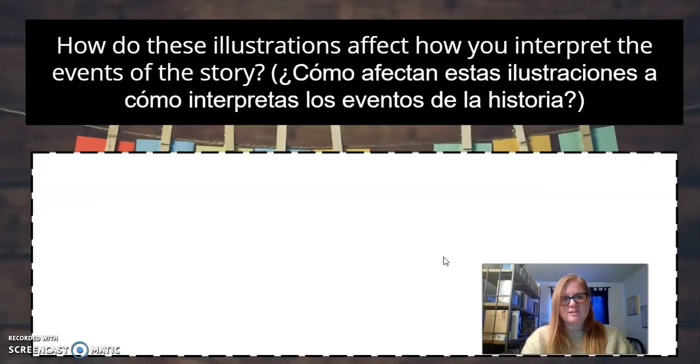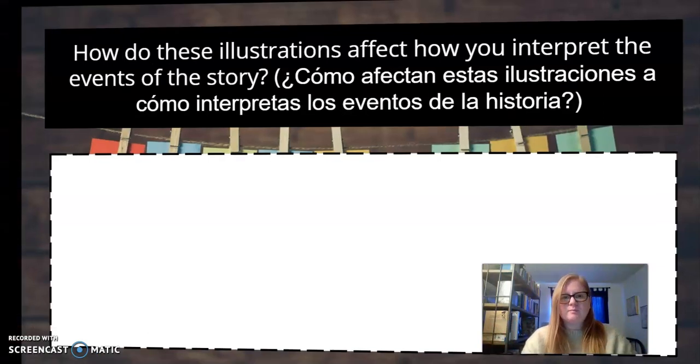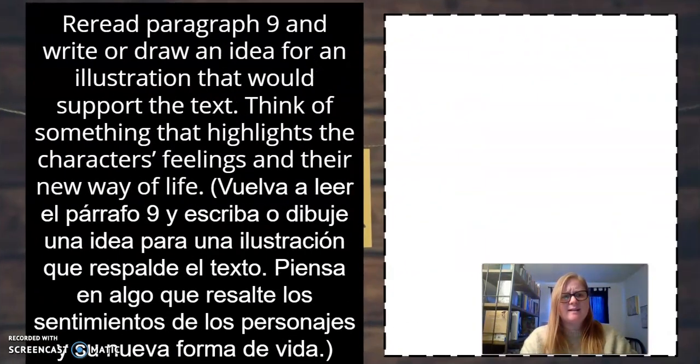And then you're going to answer this question. How do these illustrations affect how you interpret the events in the story? So how do those illustrations support what you know about this story? Okay. So sorry for switching those slides on you guys.